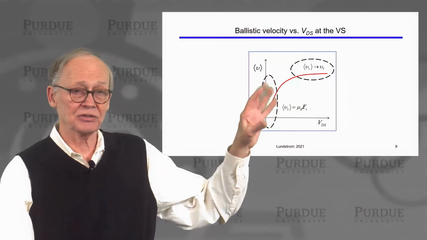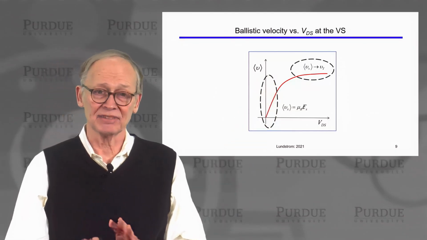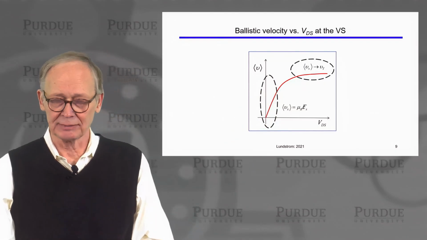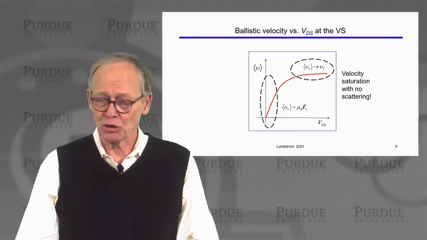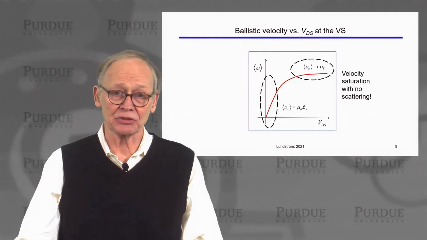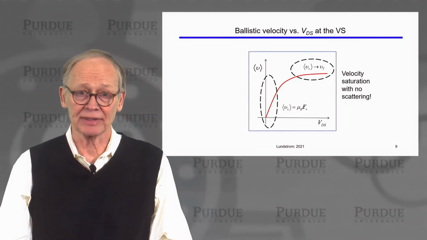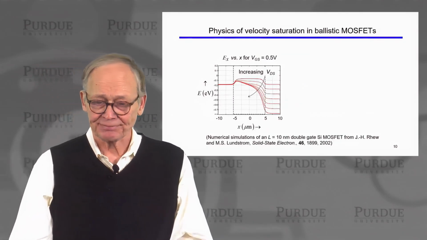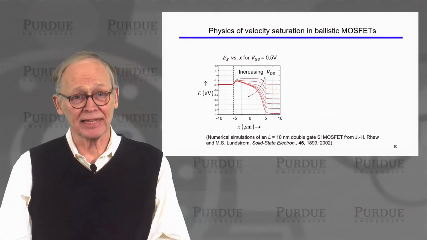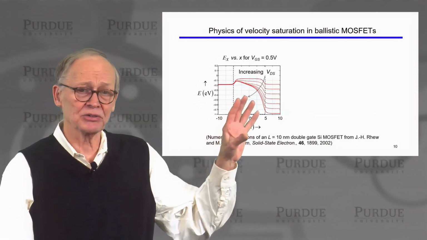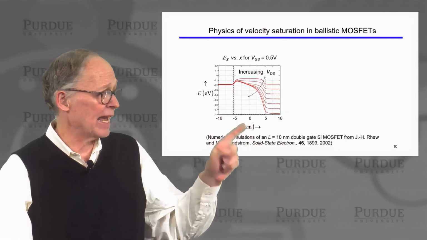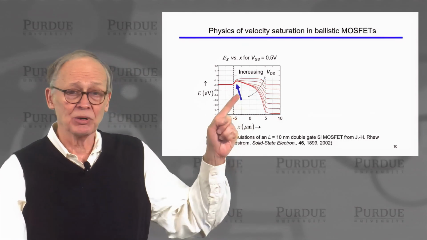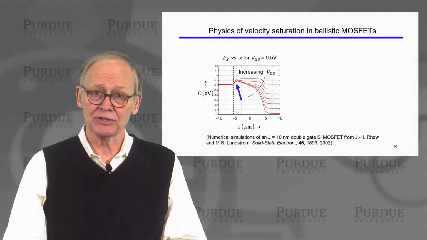And it saturates at this unidirectional thermal velocity, not at the high field scattering limited velocity. So we get velocity saturation with no scattering at all in a ballistic MOSFET at this special point, the virtual source. We talked about the physics of that by showing some numerical simulations of what happens at the virtual source when we increase the drain voltage.